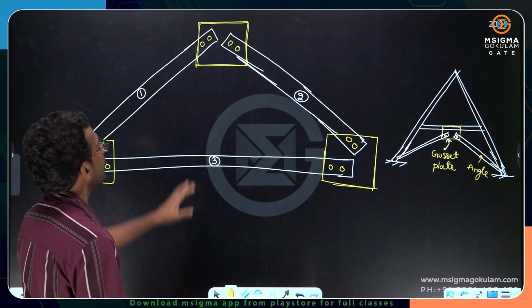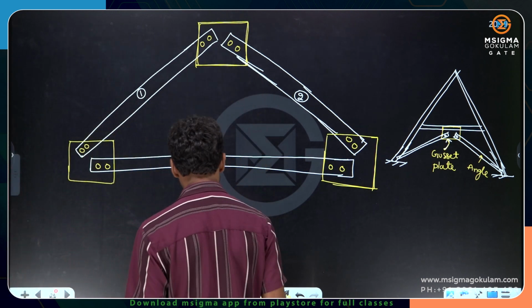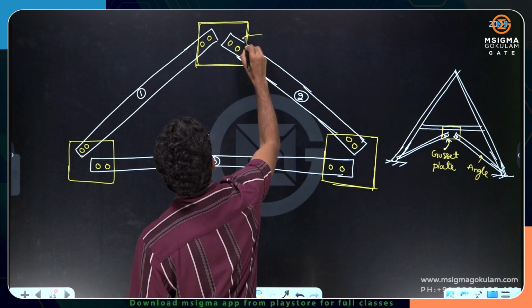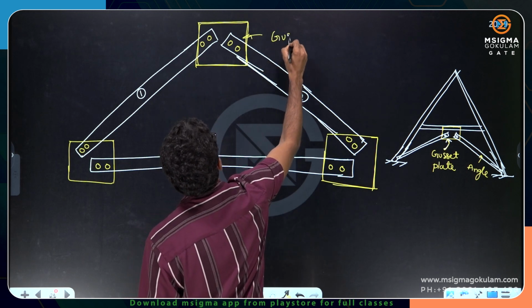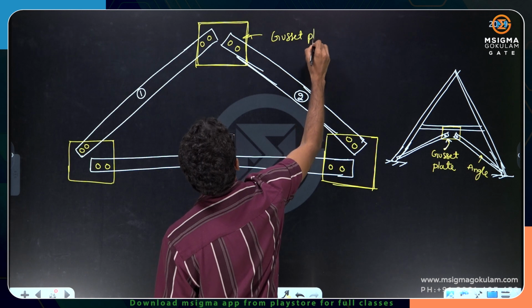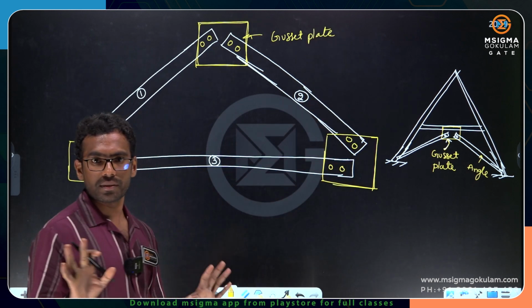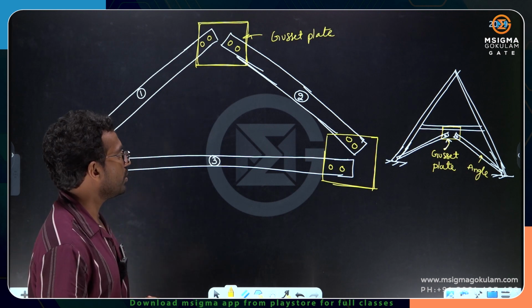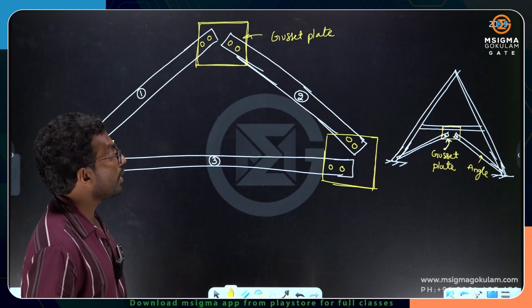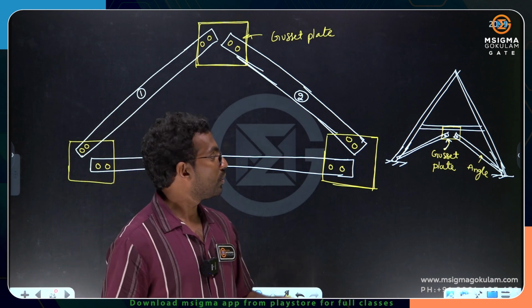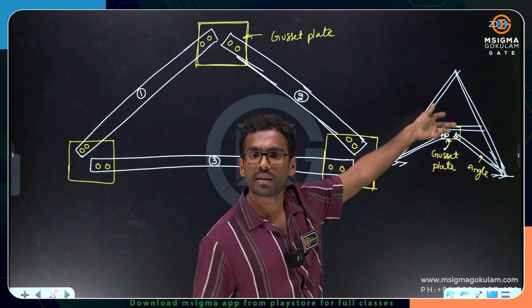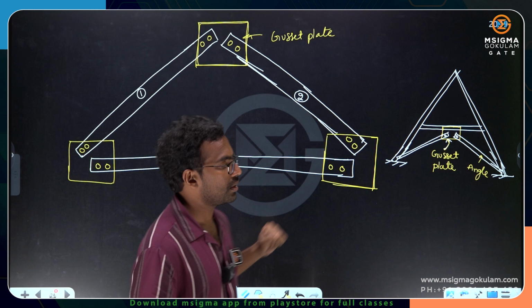Always remember, gusset plate is compulsory. Any structure you take, we generally have gusset plate in it. Without gusset plate, we cannot find any steel structures. That is the very important thing you have to understand. So gusset plates are essential to transfer loads from two members to another member, etc. Right? That is what you have to understand.